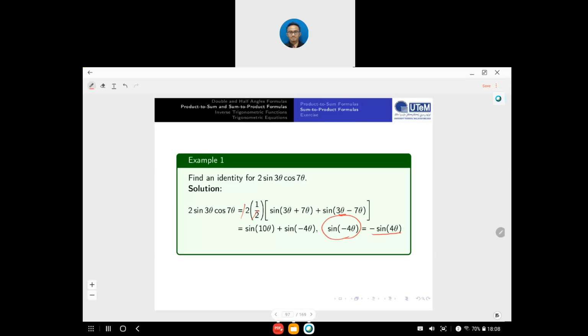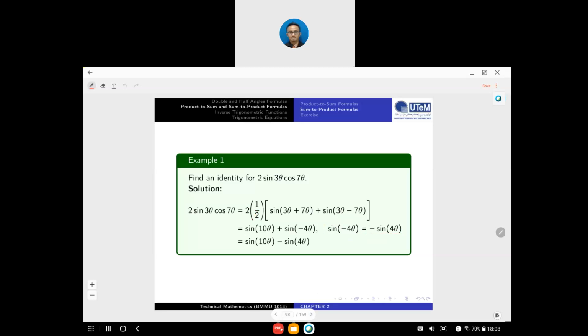So negative tu boleh keluar. Hanya cos je yang tak boleh keluarkan negatif kat luar. Okay, hanya untuk cos. Tapi kalau untuk sin dengan tangent, dia boleh keluarkan negatif tu. So, it becomes sin 10 theta minus sin 4 theta. So, that one for example 1.